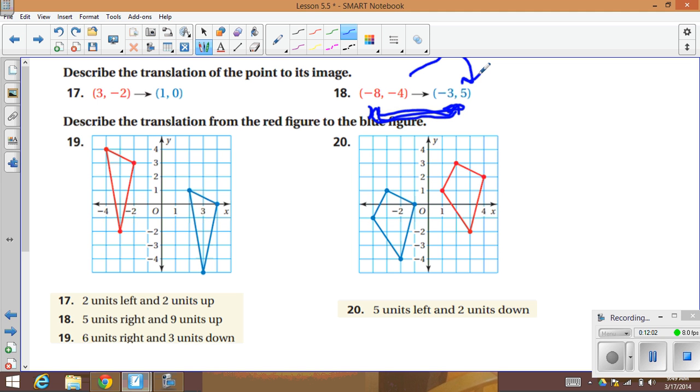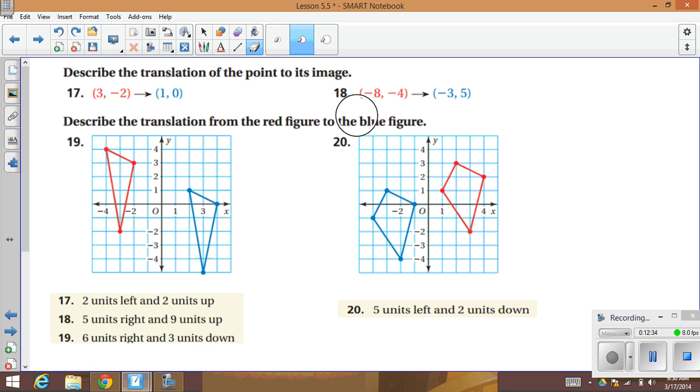Sorry, I need to move 5 units to the right to get from -8 to -3. So I move 5 units right, and from -4 to +5, that's a 9 unit difference. So think about it, -4, -3, -2, -1, 0. That's already 4 units. Then from 0 up to 5, it's another 5. So that's 9 total units. If you can't do 17 or 18 without a chart, graph it out and just count the units on graph paper. Number 19, we're just describing the scenario.